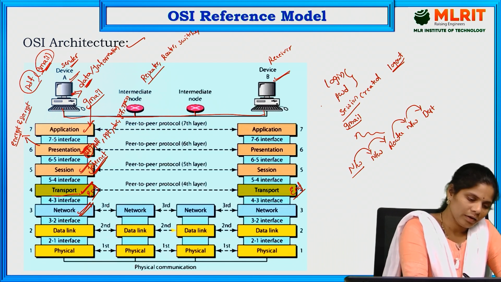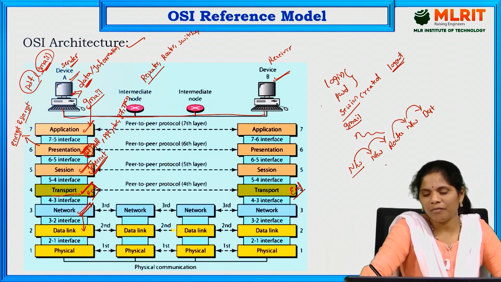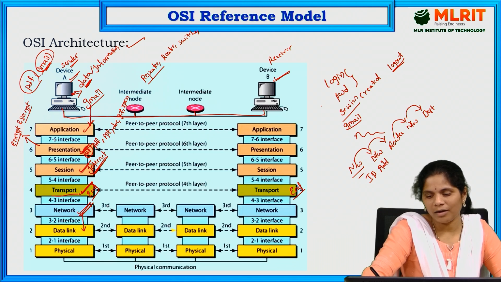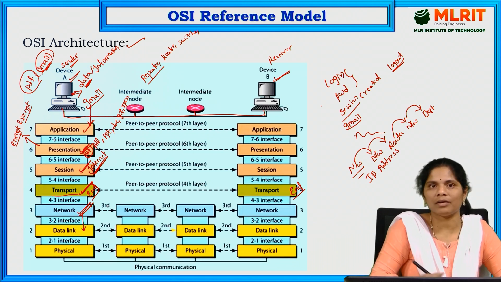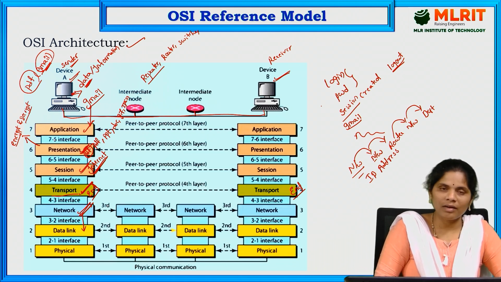Next one is the data link layer. This network layer mainly works with these networks, connecting all networks with the logical address, that is the IP address. The logical address is nothing but the IP address, internet protocol address. This is the network layer.